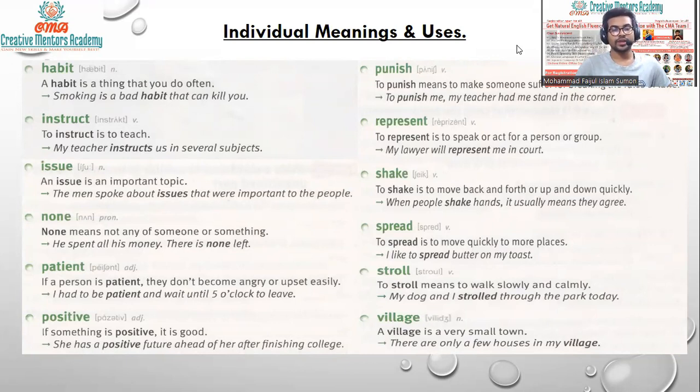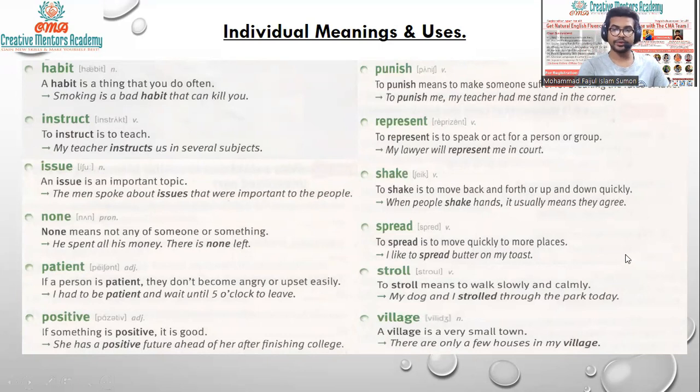So, village. A village is a very small town. We can say that there is no town, just a village. It's a kind of bazaar, a small market. Okay. A village is a very small town. There are only a few houses in my village. But I have more than 100, okay, in my village.